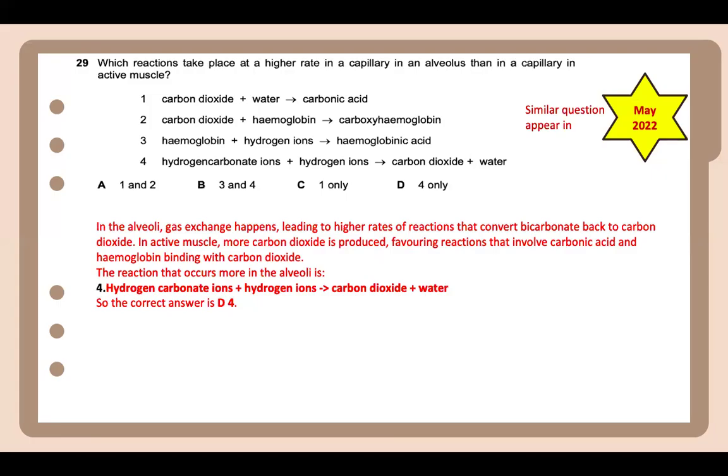Which reaction takes place at a higher rate in a capillary in an alveolus than in a capillary in active muscle? This is also a similar question, which appeared in May 2022. In the alveoli, gas exchange happens, leading to a higher rate of reactions that convert bicarbonate back to carbon dioxide. In active muscles, more carbon dioxide is produced, favoring reactions that involve carbonic acid and hemoglobin binding with carbon dioxide. The reaction that occurs more in the alveoli is hydrogen carbonate ion plus hydrogen ion to produce carbon dioxide and water.